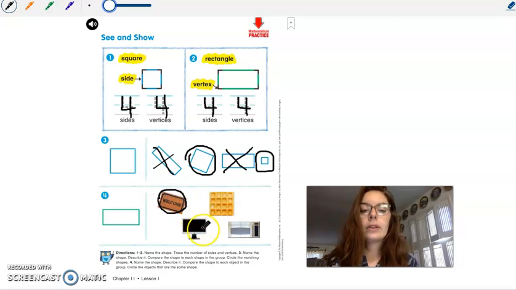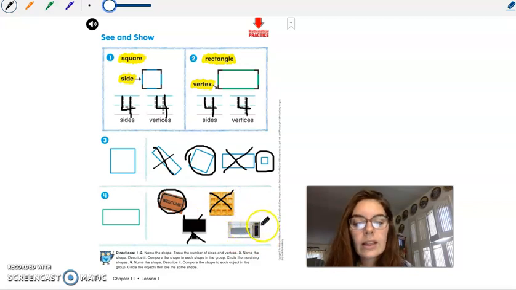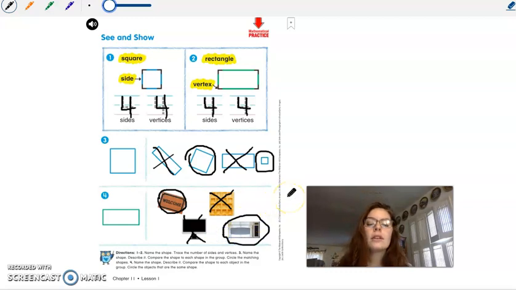Is this computer like a rectangle? I guess kind of, but it has this bottom part, so we're going to say no. What about this? It's a waffle. It kind of looks like a square, huh? Cross it out. Okay, and we're going to also circle the microwave. Good job. Okay, finish that up. And then we're going to go ahead and turn the page.